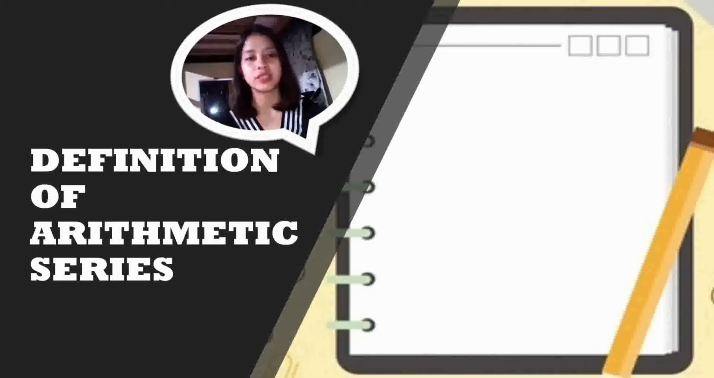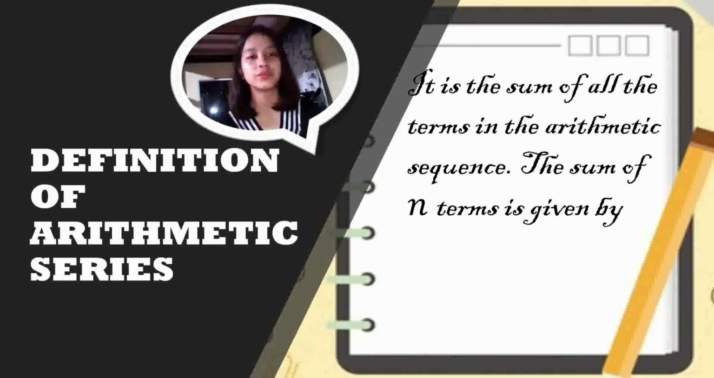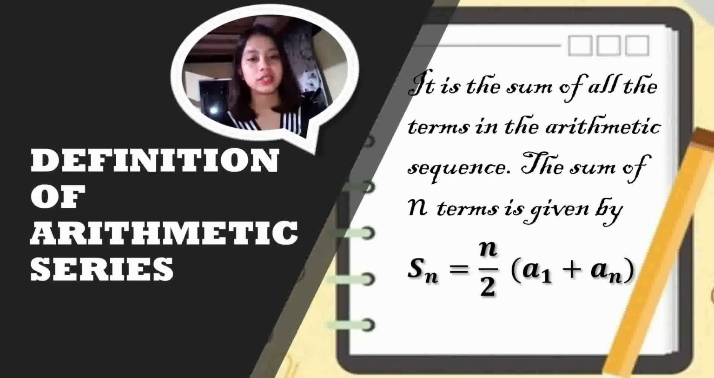Definition of arithmetic series. It is the sum of all the terms in the arithmetic sequence. So, pag pinag-add daw natin lahat ng terms or lahat ng values dun sa arithmetic sequence, ito ay tinatawag na arithmetic series. The sum of the n terms is given by S sub n is equal to n over 2 times a sub 1 plus a sub n. So, yung n, ito yung total number of values or terms na isa-sum or i-add up. And then, a sub 1, ito yung unang term. And then, a sub n, ito yung last term.